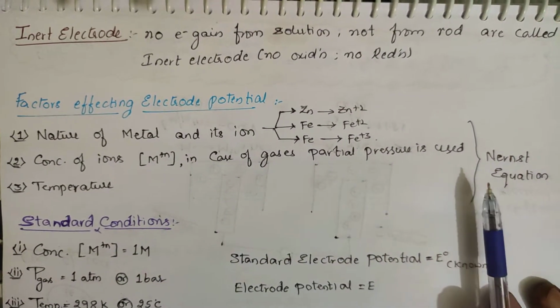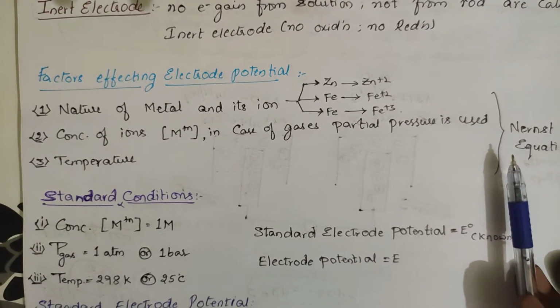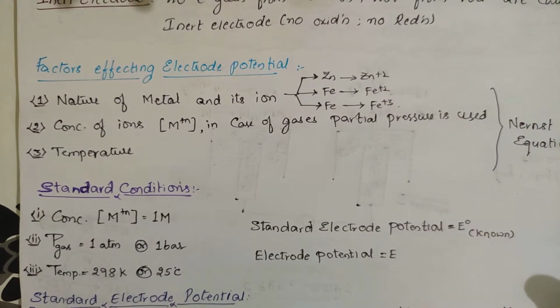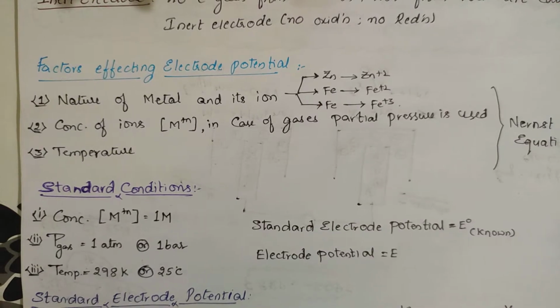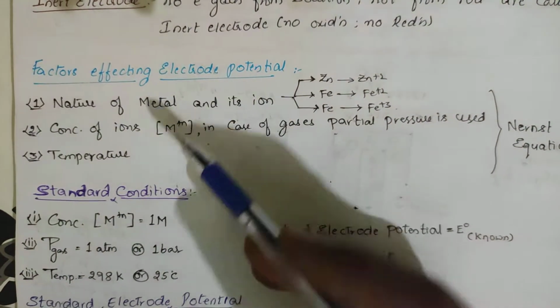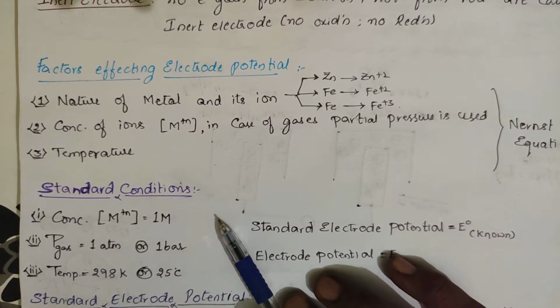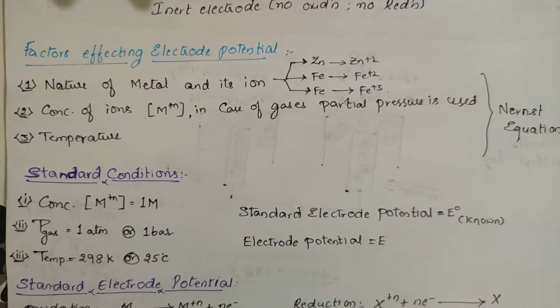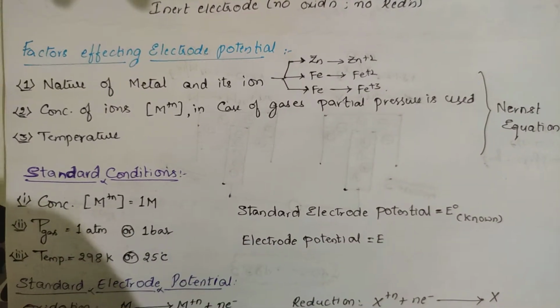And the third factor on which the electrode potential depends is temperature. If the temperature is higher, what happens? More ions will be present, so the concentration will be increased. So temperature is also one of the factors that affects the electrode potential.